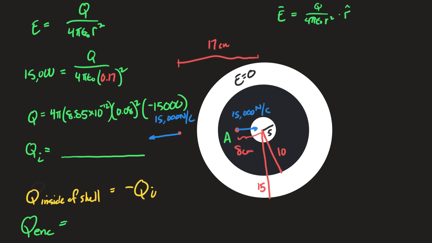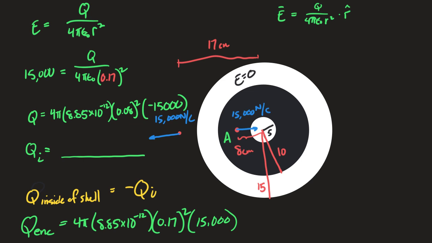Now, I can use this to figure out how much charge is on that surface, but what I'm going to get here is the total charge enclosed. And that's going to be 4 pi epsilon naught, times 8.85 times 10 to the negative 12th, times 0.17 squared times 15,000, or whatever your electric field was. Now, that's the total charge enclosed.